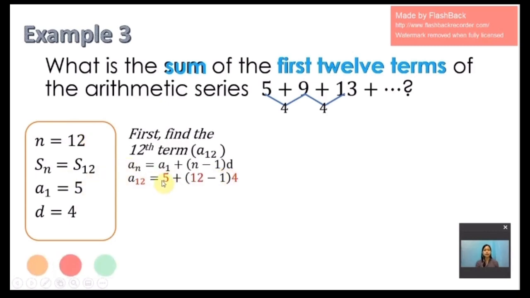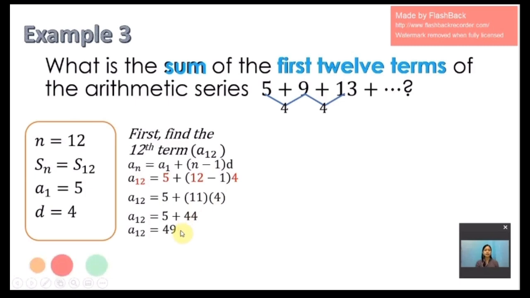Substituting the given values in this formula, we have a sub 12 is equal to a sub 1, the first term, which is 5, plus the quantity of n, which is 12, minus 1, times d, which is equal to 4. Simplifying further, we have 5 plus 12 minus 1, which is 11, times 4. Then 5 plus 11 times 4, which is 44. Then adding, we have 49. Therefore, the 12th term is 49, or this is the last term.